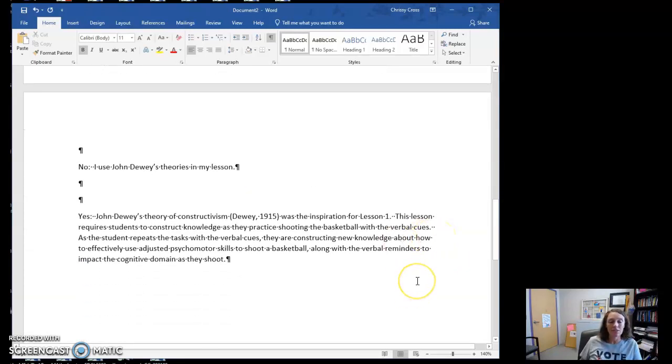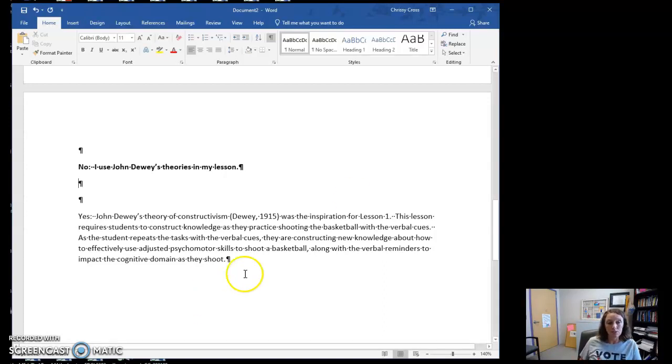The last thing I want to talk to you about is the research and theorists. I'm seeing a lot of people just throwing in a random sentence like this: I use John Dewey's theories in my classroom, or in my lesson. No. Just by reading this, I can tell you don't even know what his theories are, nor do you understand what they do. So don't do this.